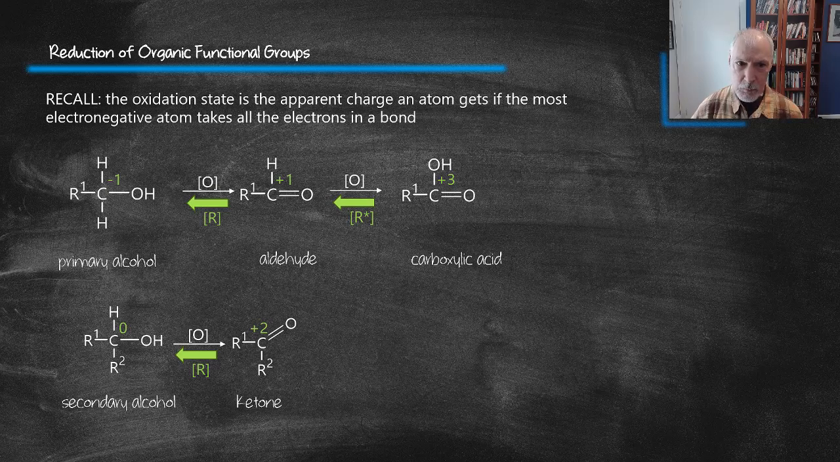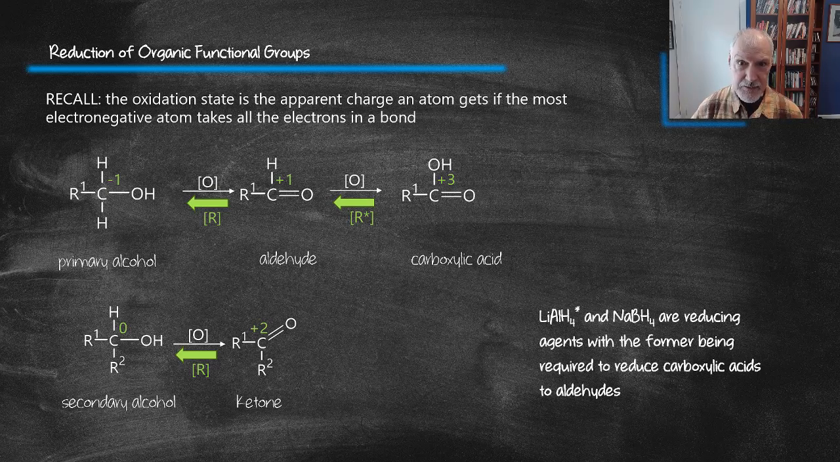A little bit now about what the reducing agents are. There's really 2 of them. One, a very strong reducing agent, is lithium aluminum tetrahydride. And sodium borohydride, sodium boron tetrahydride, is also a reducing agent, but not as strong. If we want to convert a carboxylic acid to an aldehyde, we require the stronger reducing agent, the lithium aluminum tetrahydride. However, we can accomplish all the other reductions with the weaker form.